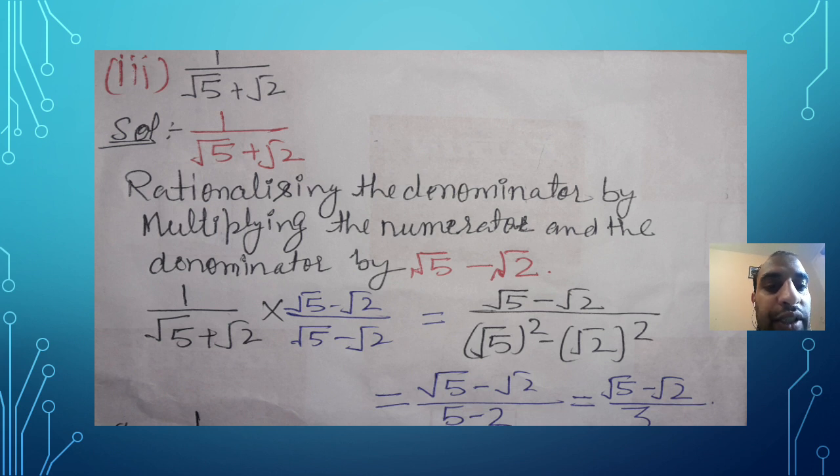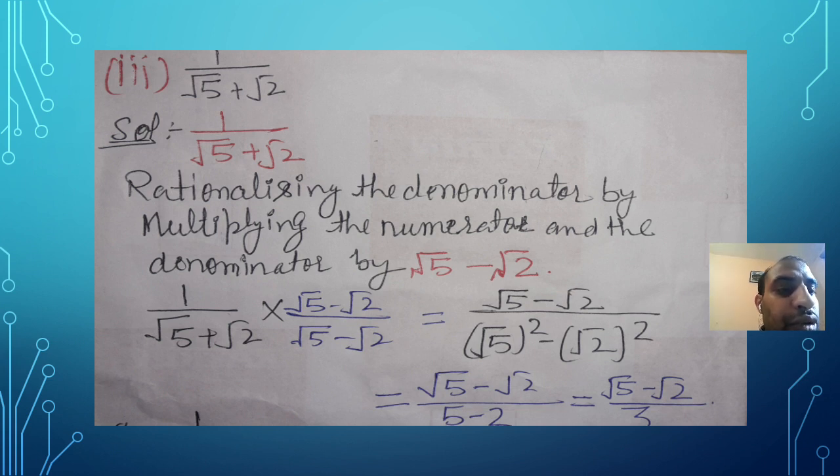1 upon √5 + √2 multiplied by √5 − √2, and downside it is √5 − √2. Once again, see here it looks like the formula (a + b)(a − b). So its shortcut you can apply here, a² − b². Now a² means (√5)², and b² means (√2)².